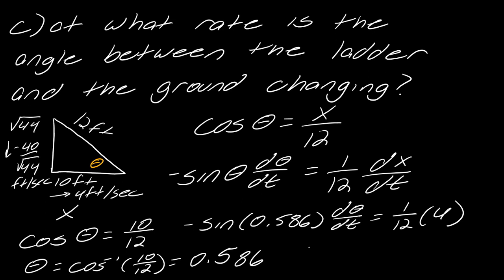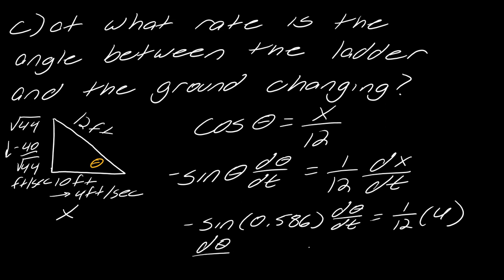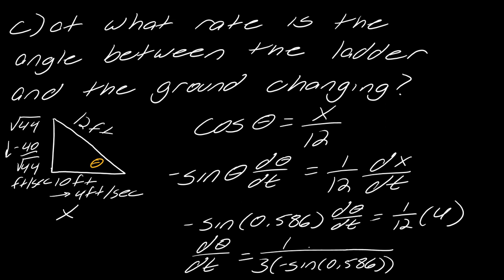So let me clear a little space. Then my d theta dt will be equal to 1/3 times negative sine of 0.586, and this came out to negative 0.603. Now, taking a second to think, does this actually make sense? As the ladder starts to come down, this angle is going to get smaller and smaller. So the fact that this is a negative rate does indeed make sense. This is in radians per second as our unit.